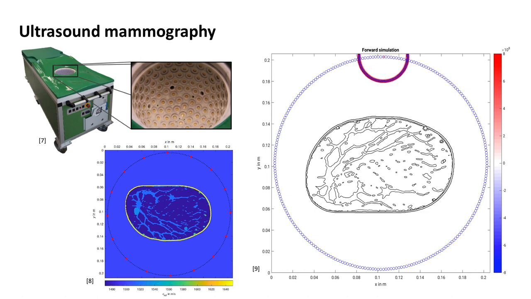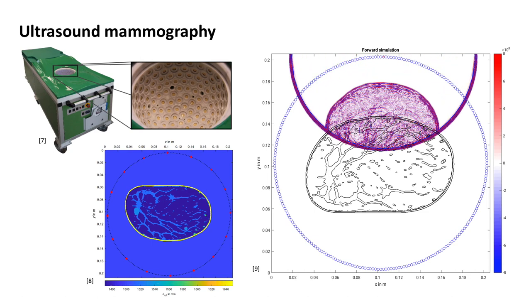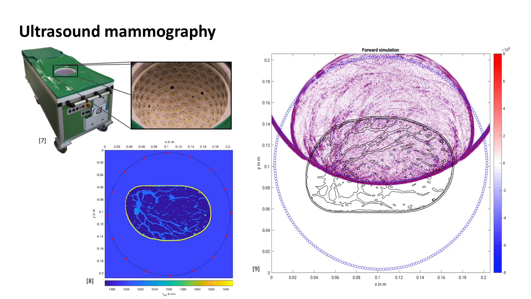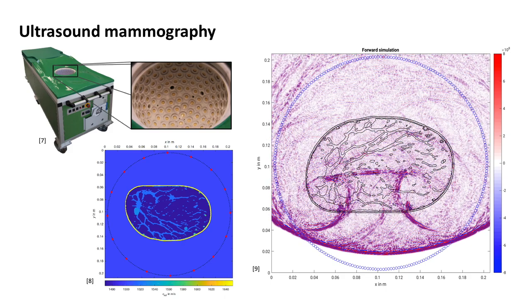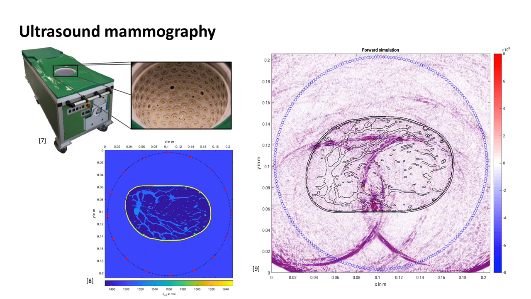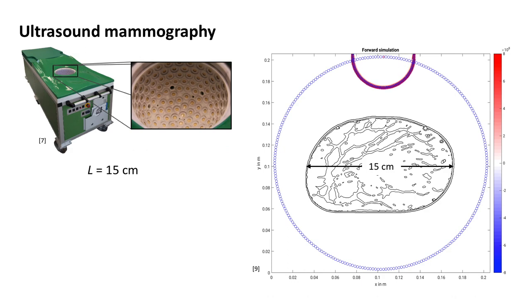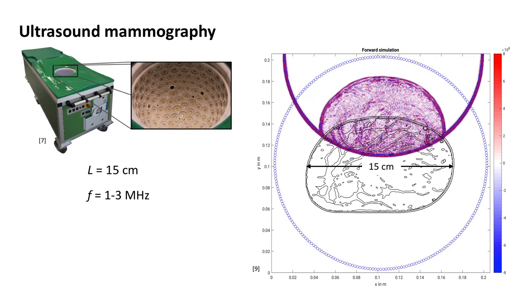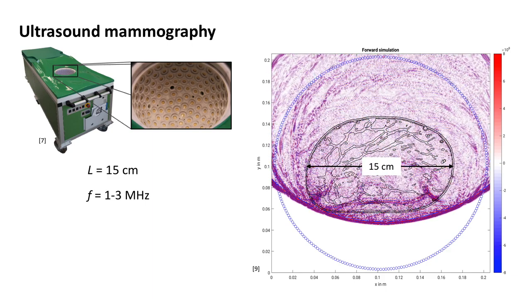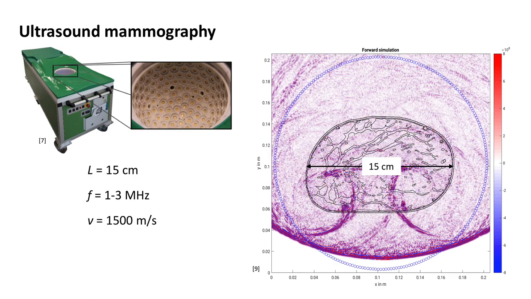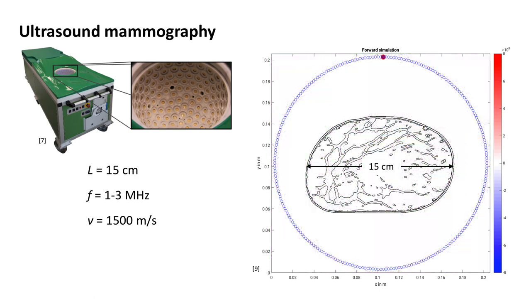This animation shows the wave propagation in the numerical breast model. First, you see the direct wave, which is refracted and reflected at the interfaces of skin and tissue. Finally, you see the head wave as a bend wave at the bottom of the model. The model has a diameter of 15 cm and in medical ultrasound, typically frequencies of 1 to 3 MHz are used. With a velocity of around 1,500 meters per second in human tissue, this corresponds to wavelengths of around 0.5 to 1.5 millimeters.